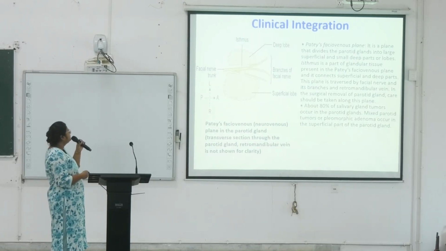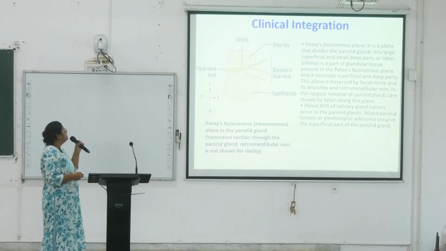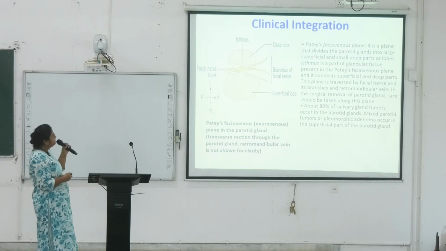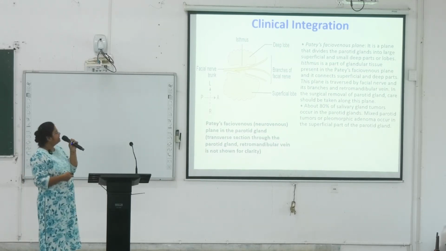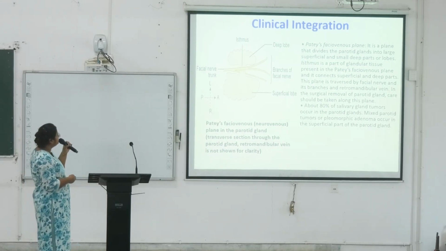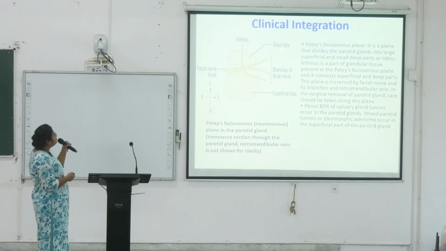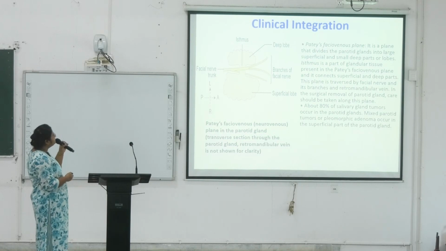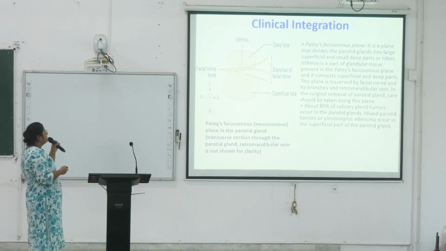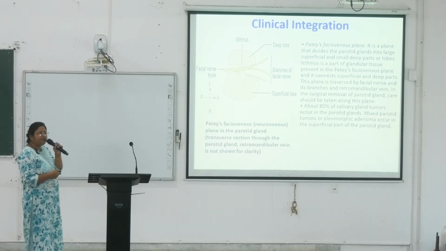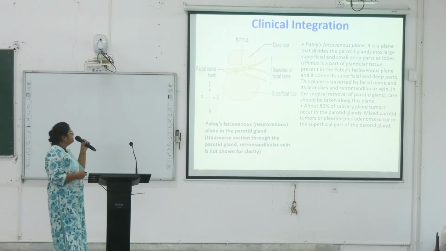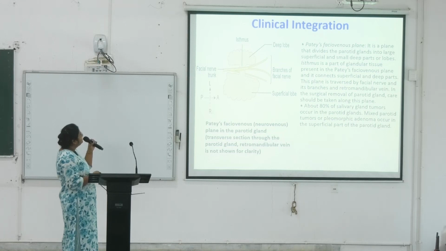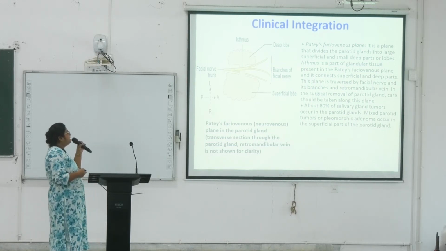Now we go to the clinical integration. Pates fasciovenous plane is a plane that divides the parotid gland into a large superficial and a small deep part connected by an isthmus. In between these two parts pass the facial nerve trunk and the retromandibular vein. So this is an important plane.